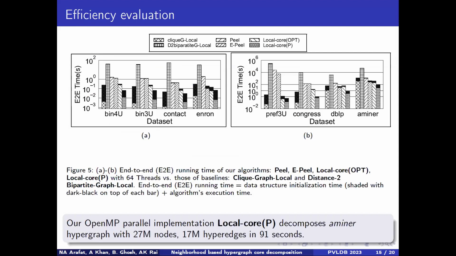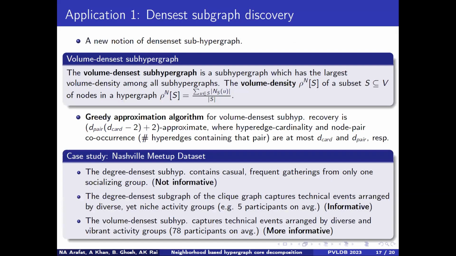This shows the effectiveness of our algorithm. In terms of efficiency, our local core algorithm is the most efficient compared to our other methods and also other baselines. Our OpenMP parallel implementation of local core decomposes the A-Miner hypergraph with 27 million nodes and 17 million hyperedges in only 91 seconds. We also demonstrated applications of our problem in volume dense subhypergraph discovery and propose a greedy approach with approximation guarantee. This approximation guarantee generalizes Charikar's two approximation guarantee for densest subgraph discovery over graphs.